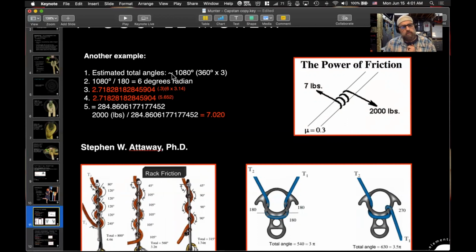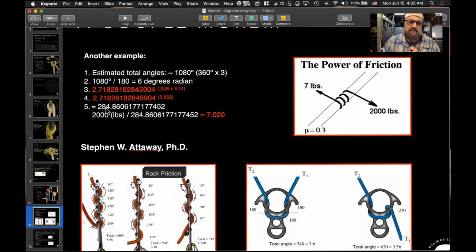So when we work that out, we do exactly what we did before. We have 3 times 360-degree angles, which comes out to roughly 1080. We take that 1080 and divide it by 180, and we get 6 radians of pi. Now what we have to do is plug those numbers in. Here's obviously Euler's constant, which is already provided in our calculator, so we don't have to worry about that, but I'm just showing you the longhand. We know the coefficient of friction is 0.3, so that's plugged in there as an exponent. The other exponent has pi taken out, so we go 6 times 3.14, and we multiply those together and get 5.652.